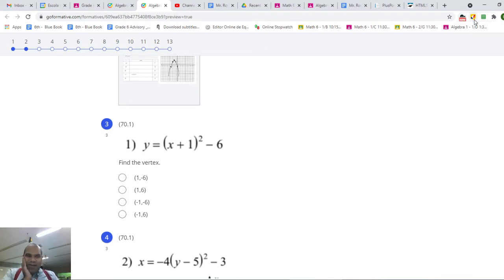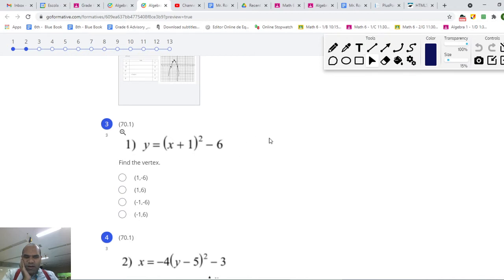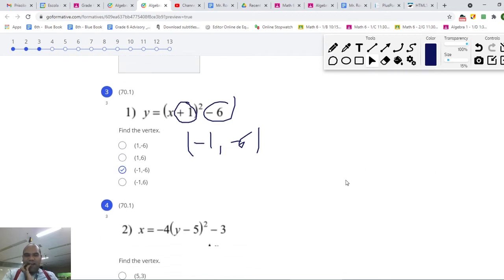Guys, number 3, attention over here. I need the vertex. I know the vertex. The x of symmetry is the opposite of this number here I'm circling. In this case, negative 1. And the y for this value here is negative 6. Negative 1, negative 6 we have here. Yes. Great. I think you understand this one.